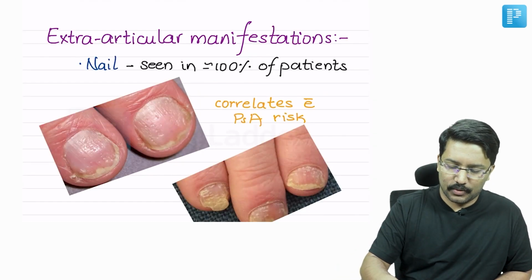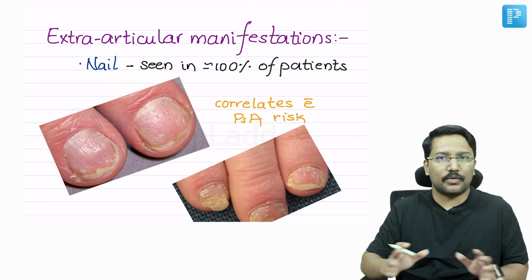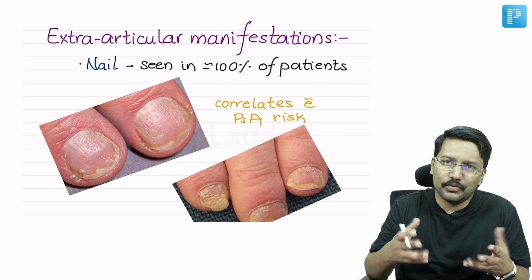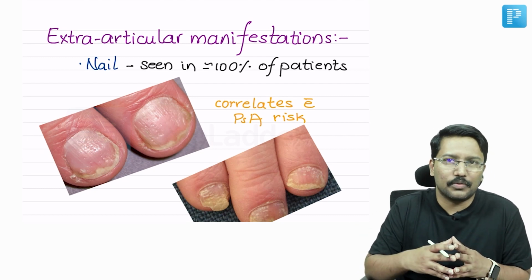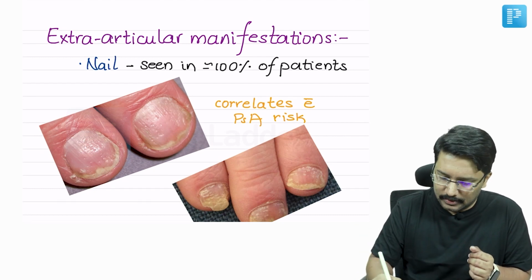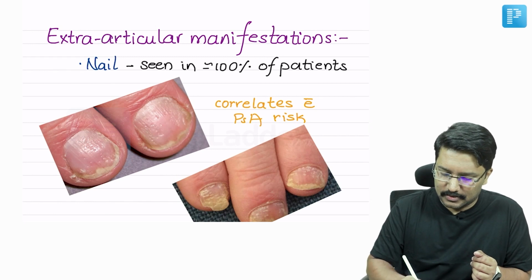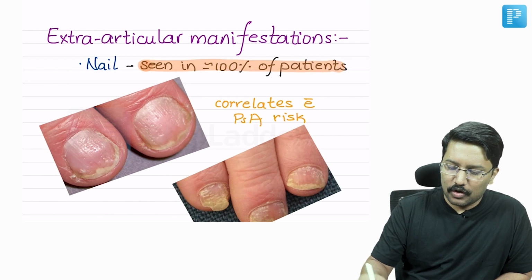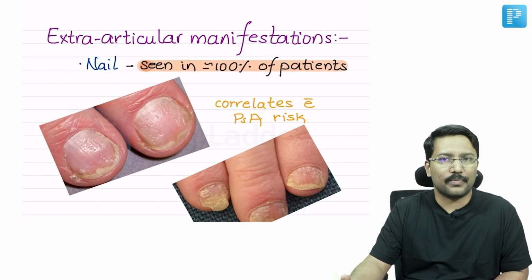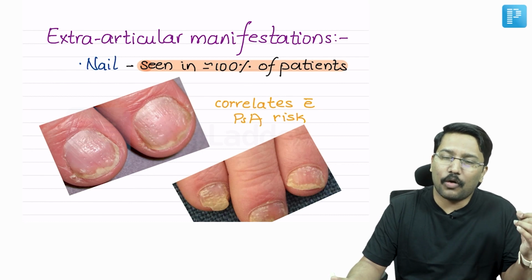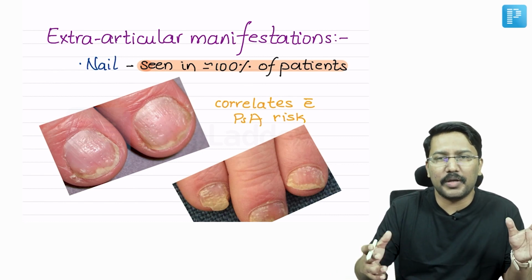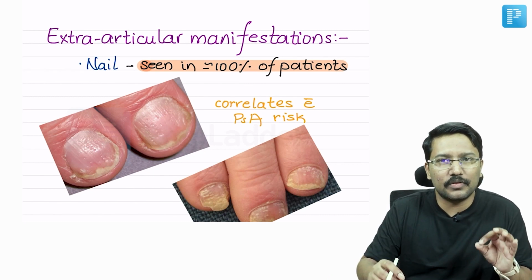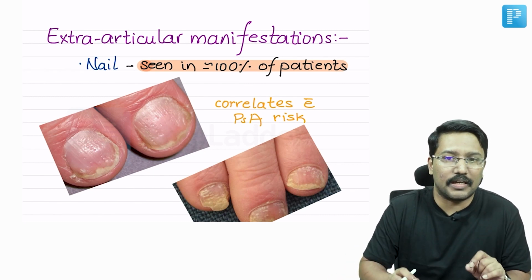Now coming to extra-articular manifestations. What are the extra-articular manifestations we know? Let us begin with nails. I know skin involvement all of you know, so I'm not going to deliberate about it, but we'll begin with nail changes. Be aware that nail changes are seen in almost all patients with psoriatic arthritis. Nail changes may not be seen in all patients with psoriasis; maybe it is seen in around 40 to 80% of patients, but 95 to 100% of patients with psoriatic arthritis have nail changes.